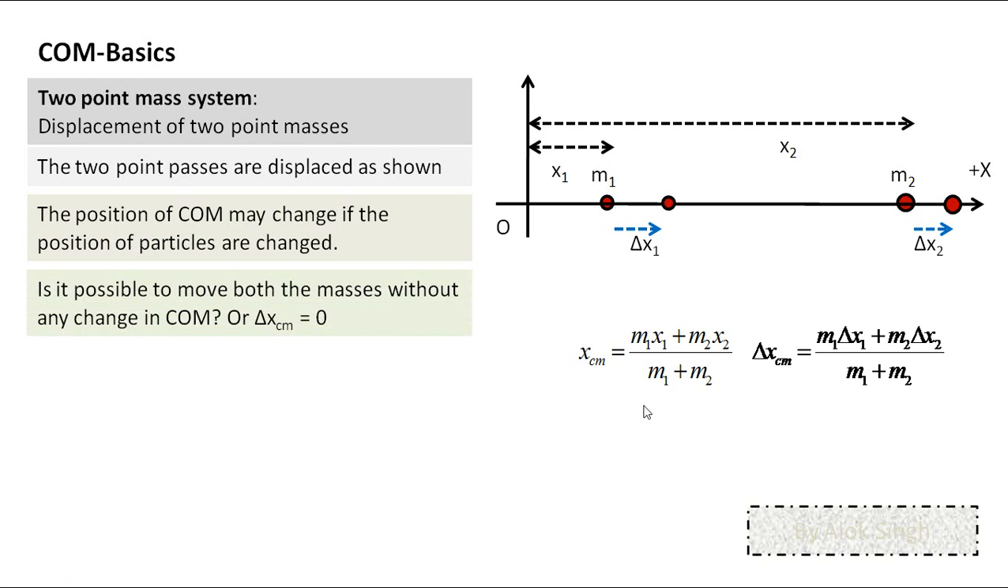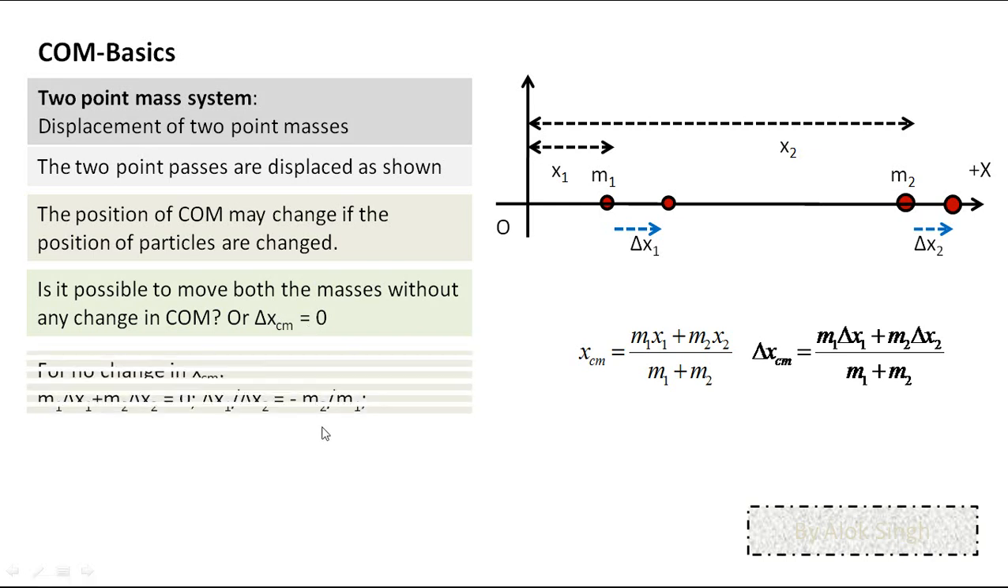So it has changed. Is it possible to move both the masses without any change in center of mass? So what you are saying, is it possible to give some displacement to m1 as well as to m2 and still keep the center of mass unchanged? What does the center of mass unchanged mean? Delta xCM has to be equal to 0. So pretty simple question to answer.